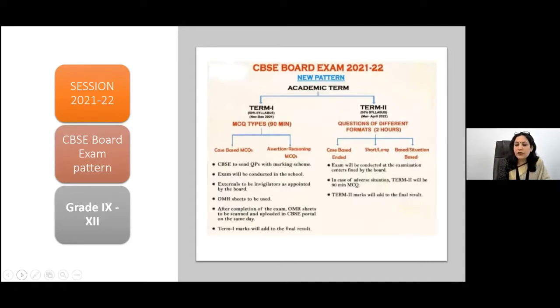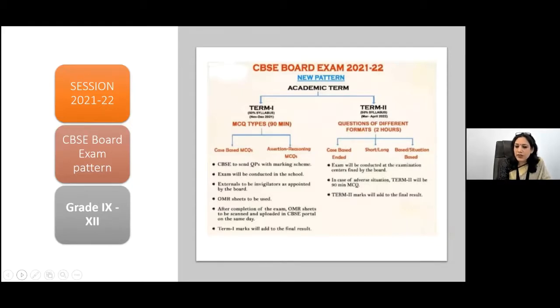If we look at the pattern given here for the second term, it is a little different in terms of the question paper pattern and the duration, which will be 2 hours, and there will be short and long answer type questions along with case study based questions. As per the plan till now, if the situation is favorable, the exam will be conducted at the external examination center. Otherwise there will be a different situation and the weightage will also be distributed differently. In case of any uncertain situation, term 2 will follow the same pattern as term 1, with 90 minutes and the MCQ pattern.